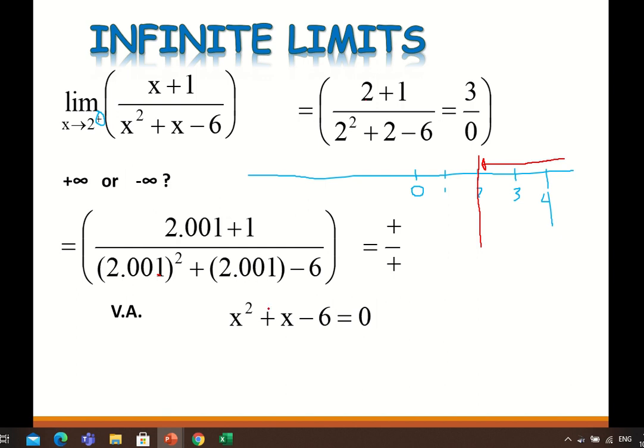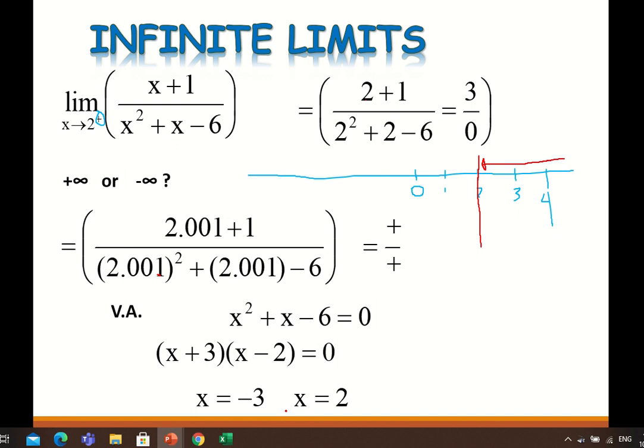Then we have here positive, and this is negative 6. So negative 6 has factors like negative 3, positive 2, or positive 3, negative 2. Since we have positive here, we take the bigger value of the factor, which is 3, positive, and the other one is negative. Therefore we have x plus 3 times x minus 2 equal to 0. Setting each factor to 0, we have x equal to minus 3 and x equal to positive 2.